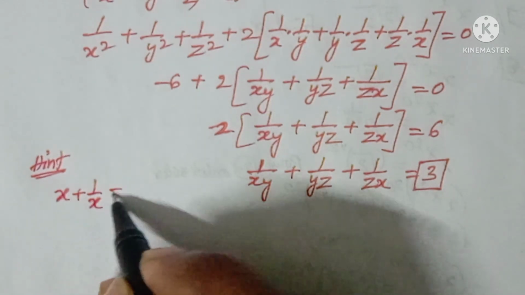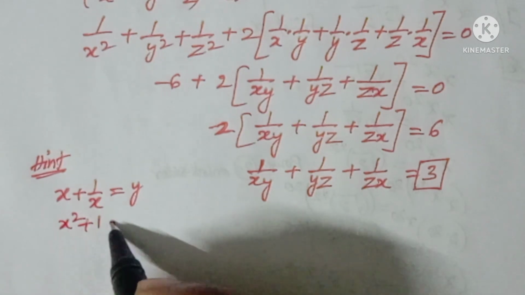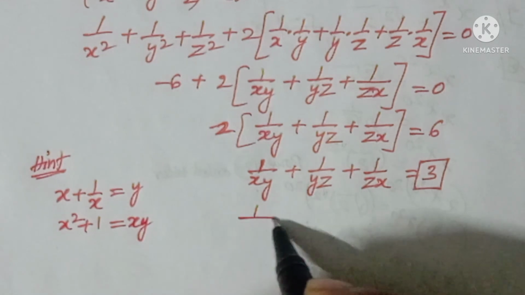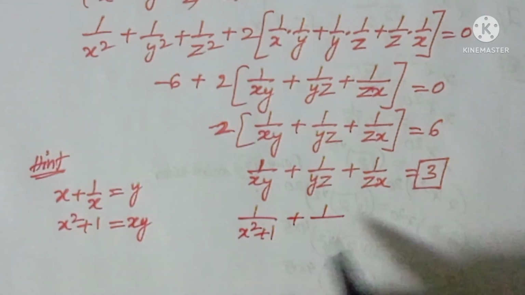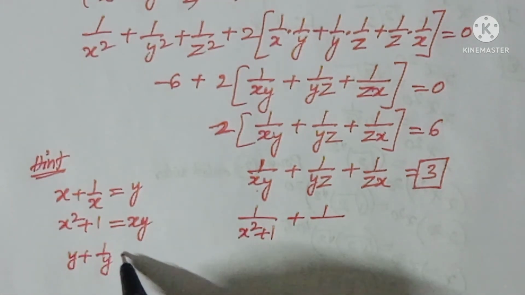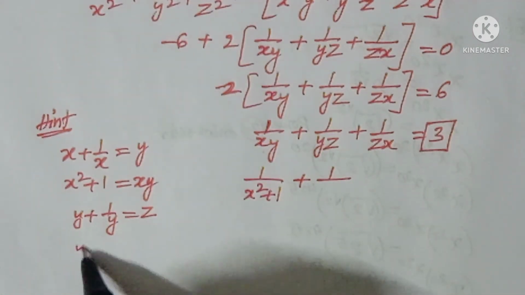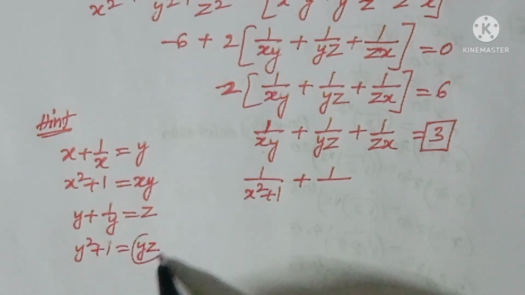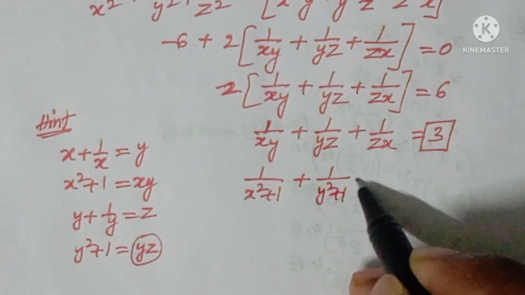x plus 1 by x is equal to y. If you take LCM, x square plus 1 is equal to xy. So here you can write 1 by (x square plus 1). If you take the second one, y plus 1 by y is equal to z. So here what will we get? y square plus 1 is equal to yz. So in the place of yz you can write y square plus 1.